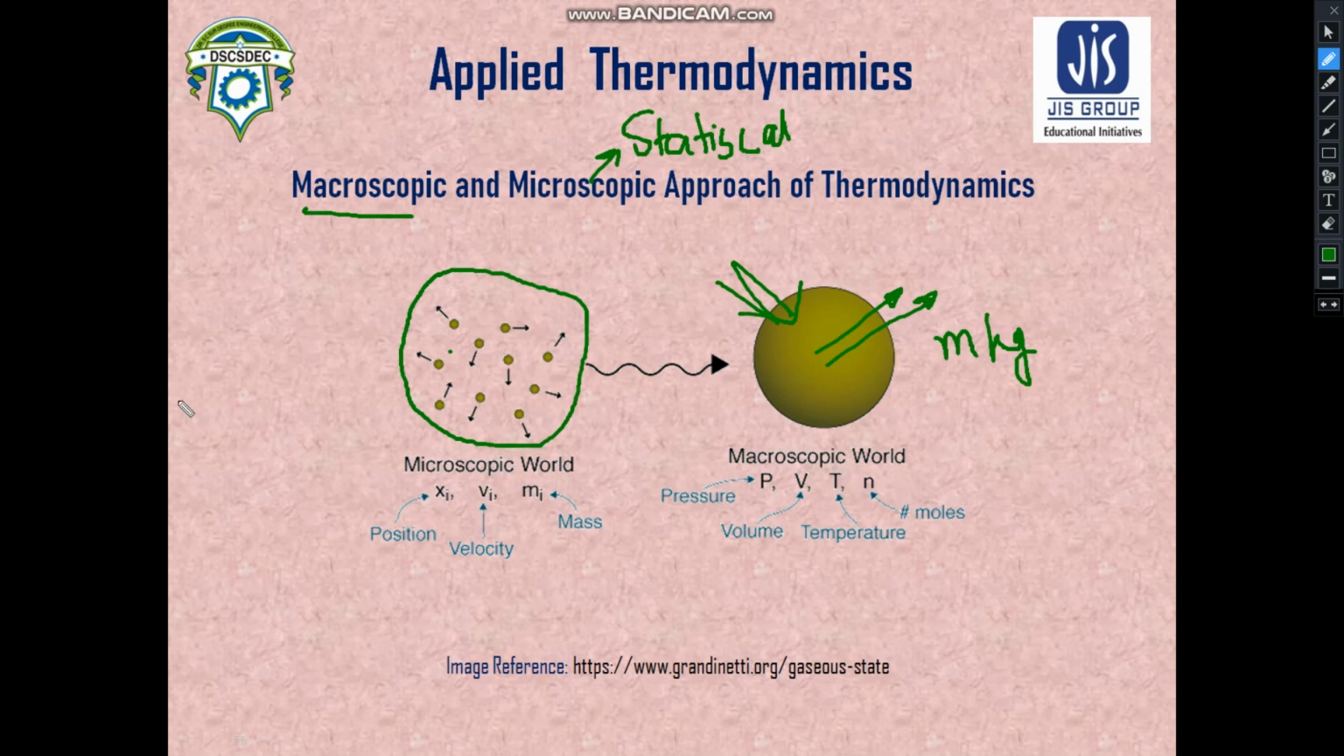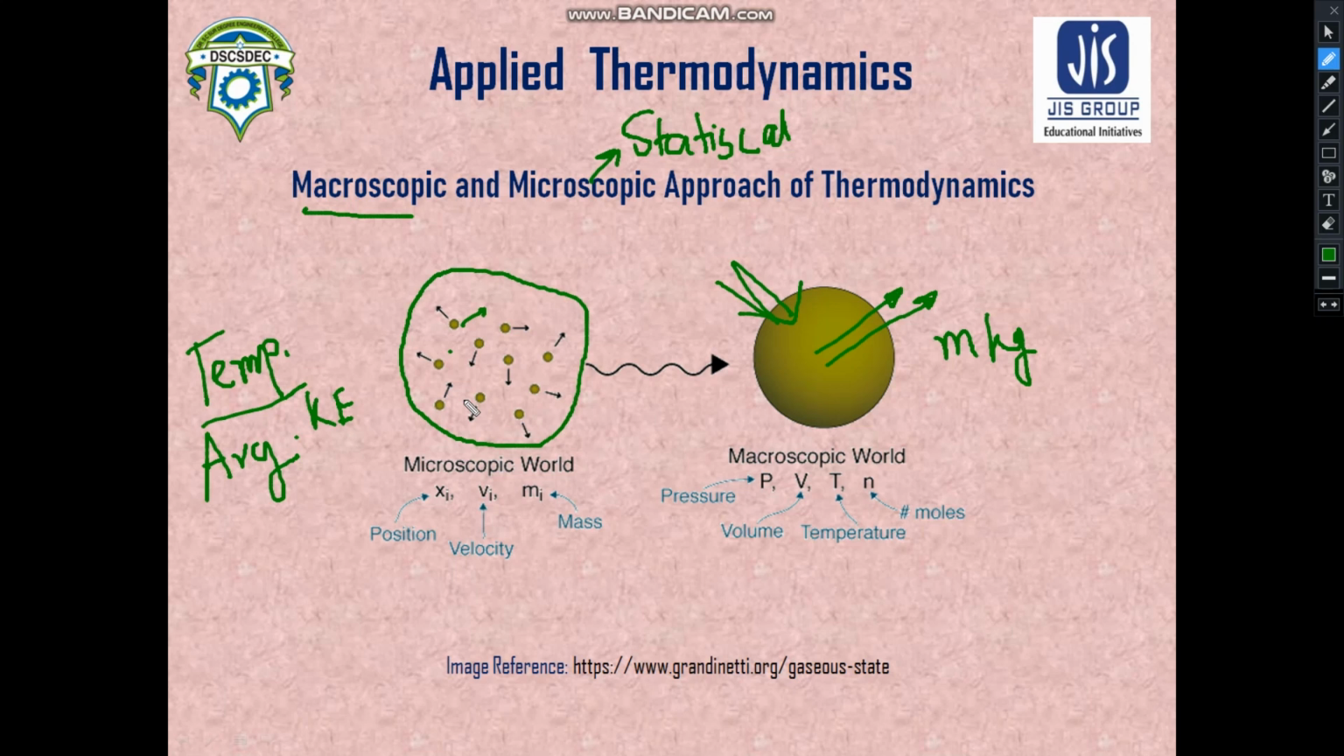Suppose you consider temperature. Temperature is nothing but the average kinetic energy of the molecules. These molecules are moving with a certain velocity. If we calculate the average velocity of these molecules, that will be manifested as temperature. So when the velocity of these molecules increases, we sense that the temperature of the body has increased, which can be measured with the help of a thermometer.